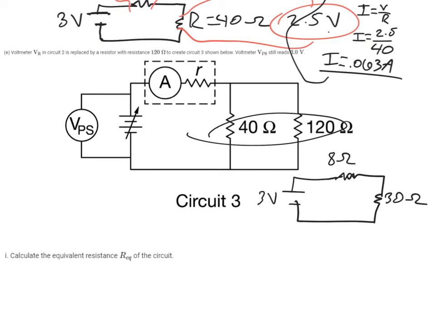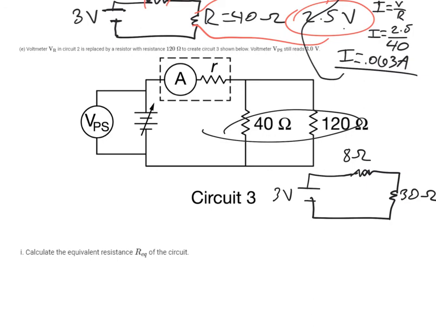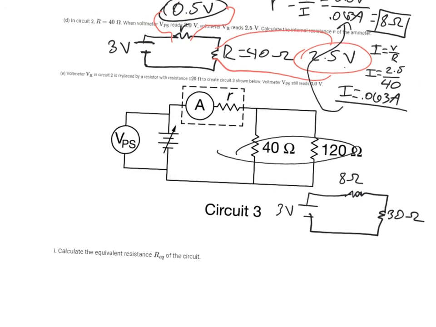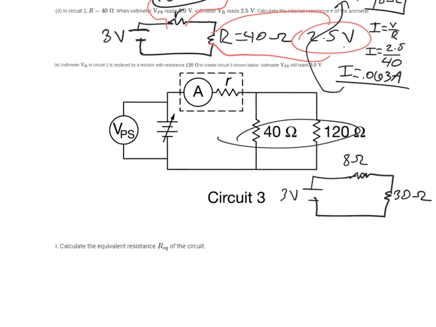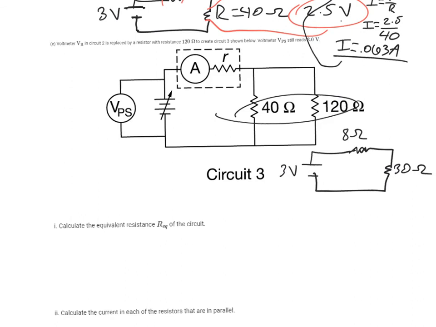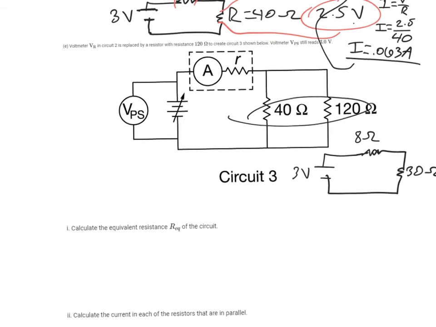Right? 3 volts still. Yeah. So this is 38 ohms. It says, what is the equivalent resistance of the circuit? Well, these are in series. So 30 plus 8, so it's 38.